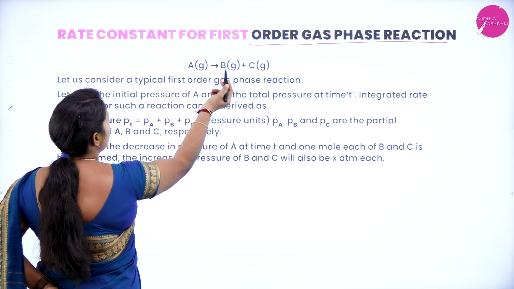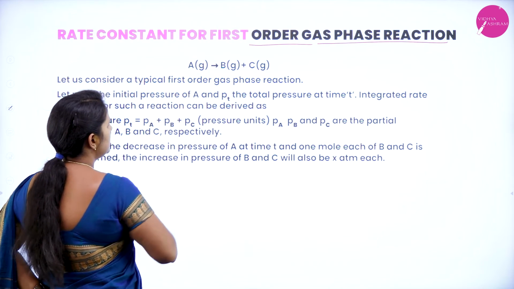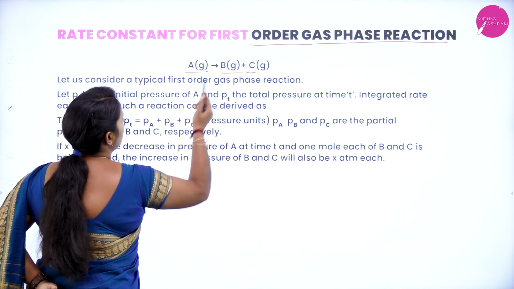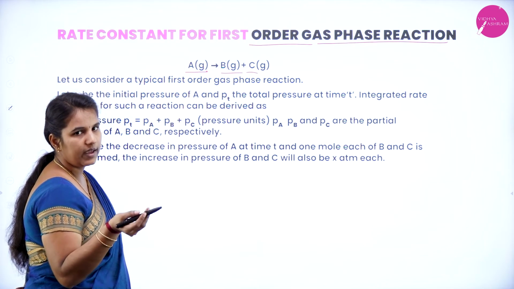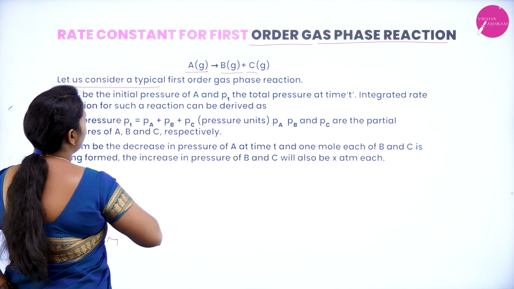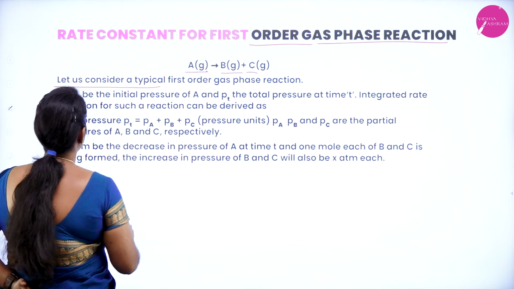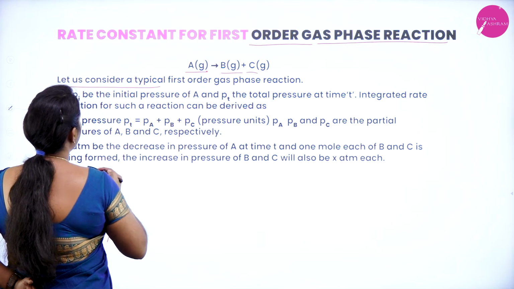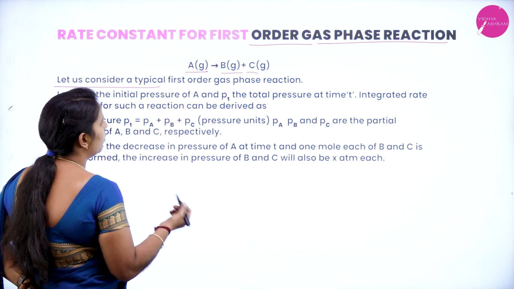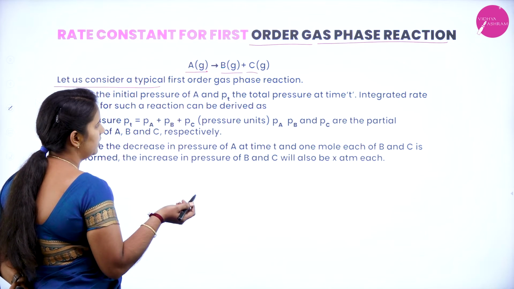Here, A is giving rise to B plus C, where A is in the gaseous state, and B and C are also in the gaseous state. Only then can we say it is a gas phase reaction. Let us consider a typical first order gas phase reaction. Let Pi be the initial pressure of A and Pt be the total pressure at time t.